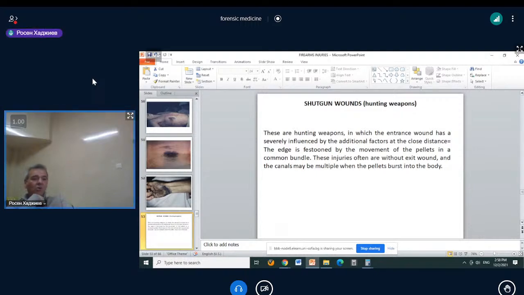These injuries more often are without exit, and the canals may be multiple when the pellets burst into the body, because each pellet acts like a separate bullet.